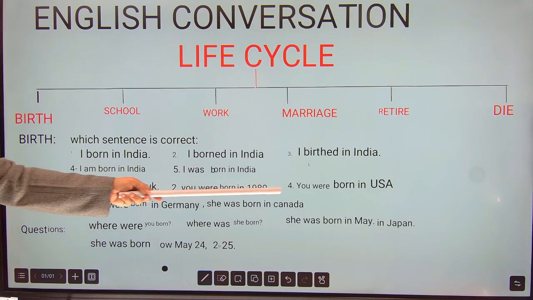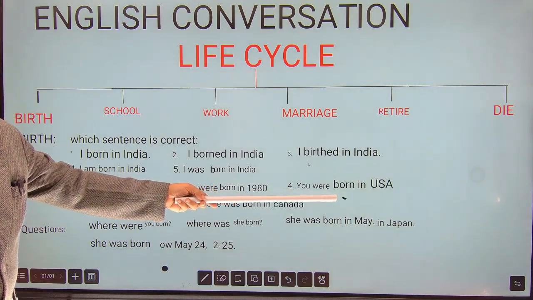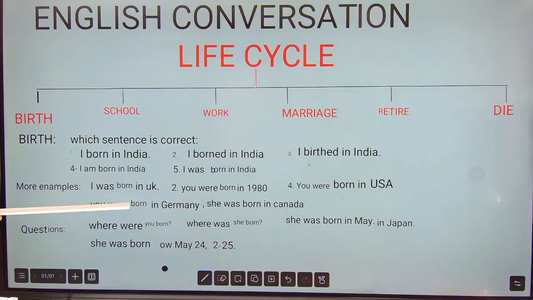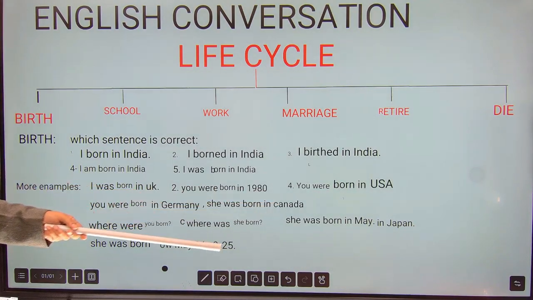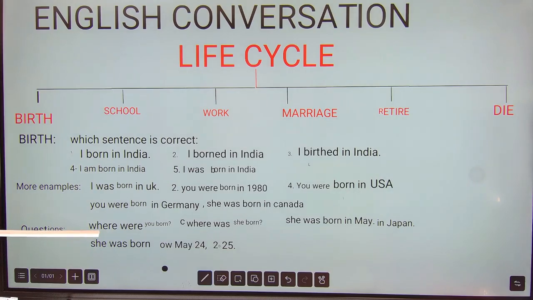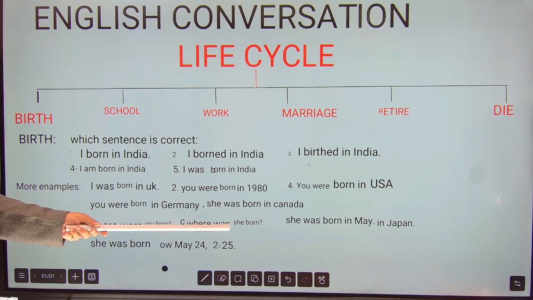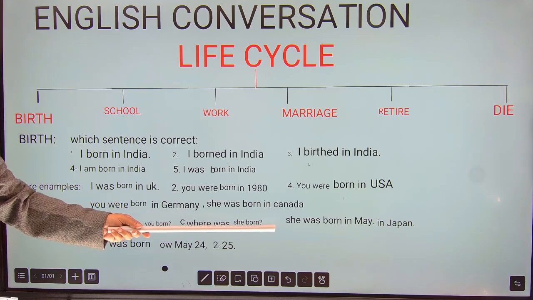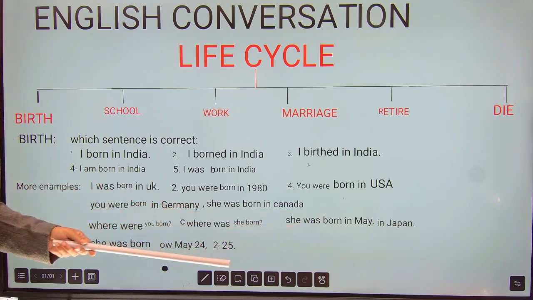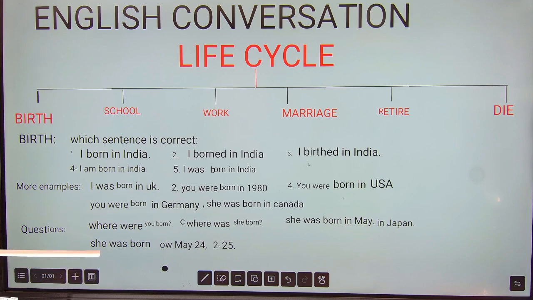Yes. You were born in the United States of America, USA. You were born in Germany. She was born in Canada. Any number of examples. Questions. Where were you born? You can say I was born in UK. Where was she born? You can say she was born in Germany. She was born in May in Japan. She was born on, to be specific, May 24th, 2025.